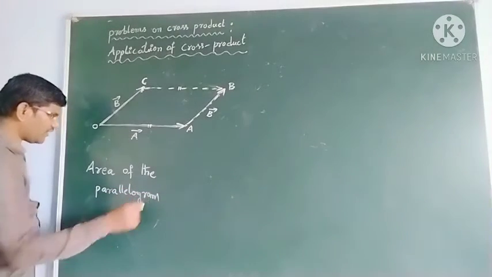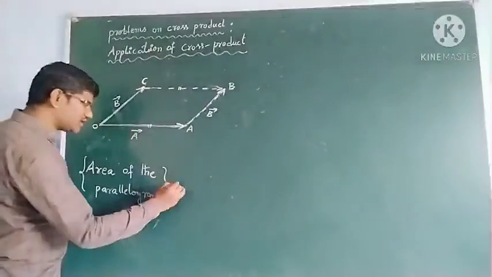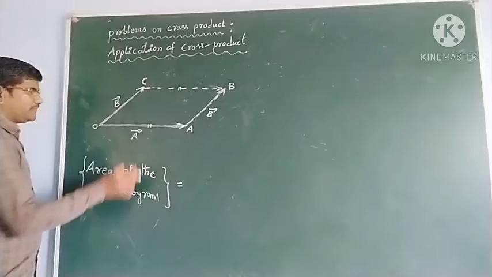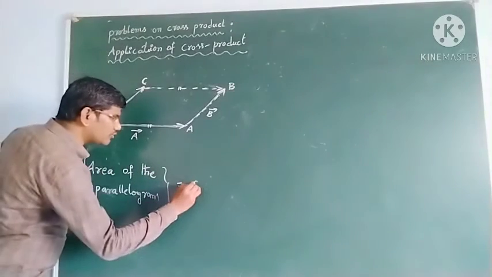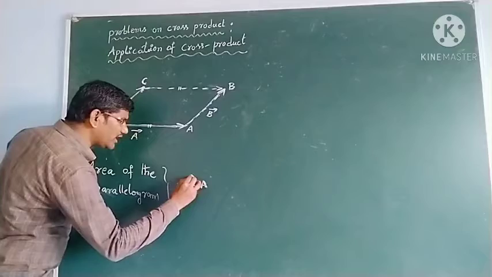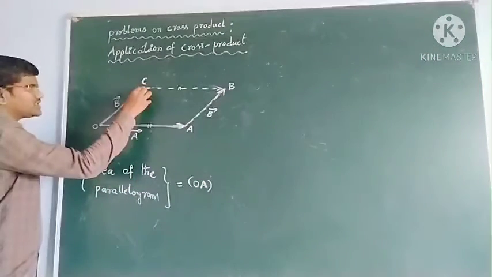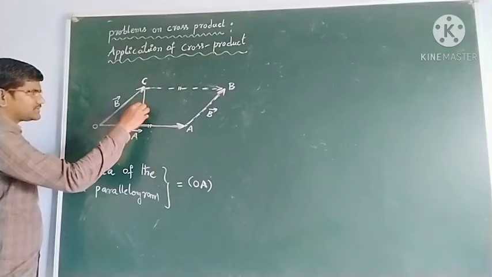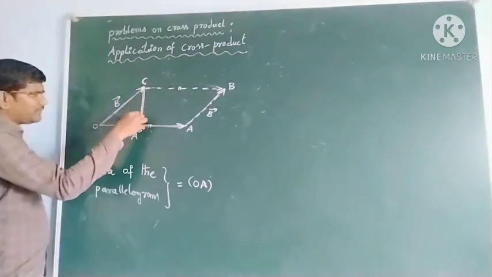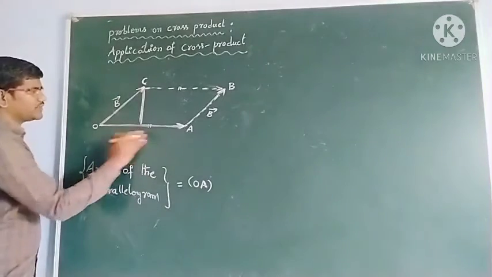So area of the parallelogram is equal to OA into any one side length, OA into the perpendicular distance between the two parallel sides. So these are the parallel sides. I want the perpendicular distance between these two parallel sides.